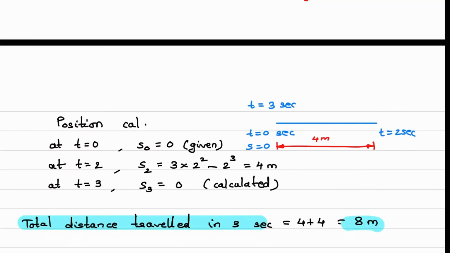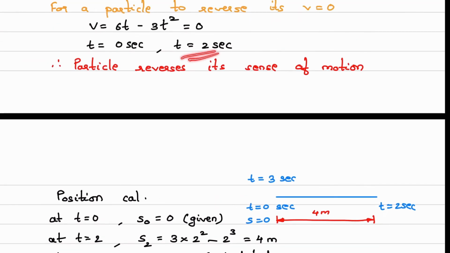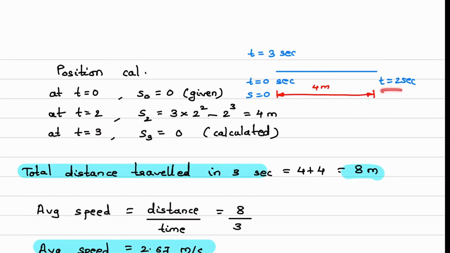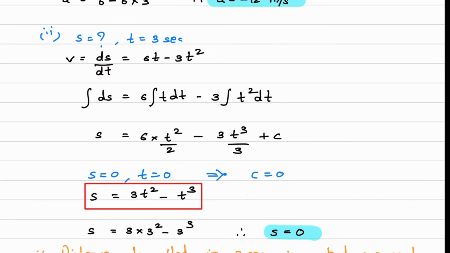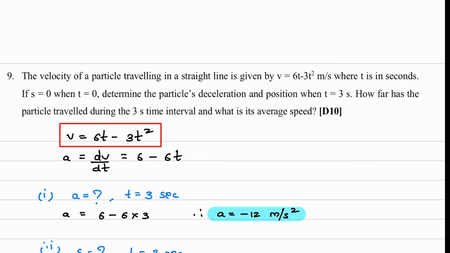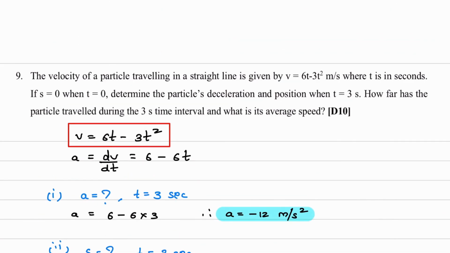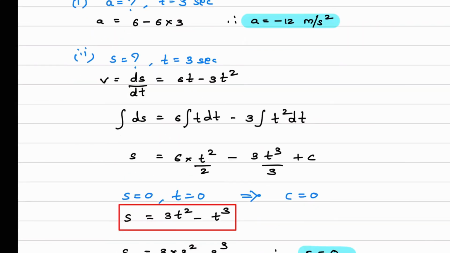So using that data we have drawn the diagram. So when t is 0, s is 0. Okay, when t is 3 seconds, again s is 0. And then when t is 2 seconds, we have to find out what is s. Why? Because what is the next question asked? It is asked in the question how far the particle has traveled during 3 seconds. So total distance has been asked. So we have to find that distance also.